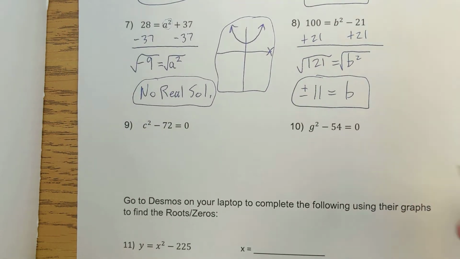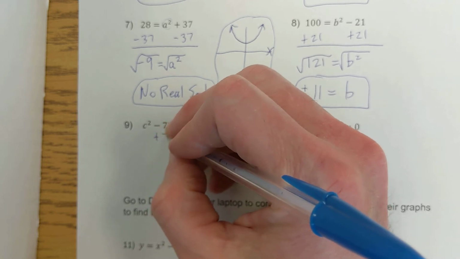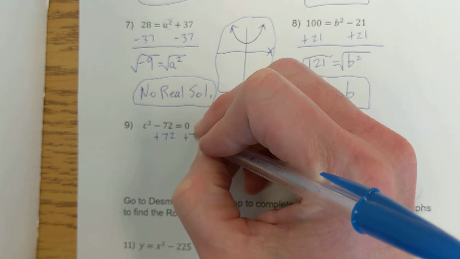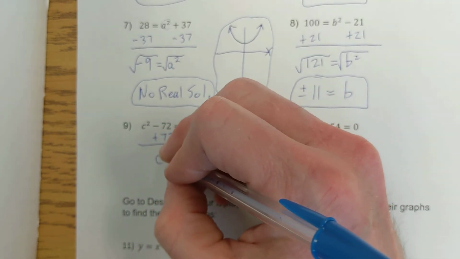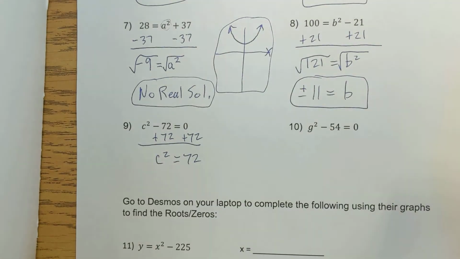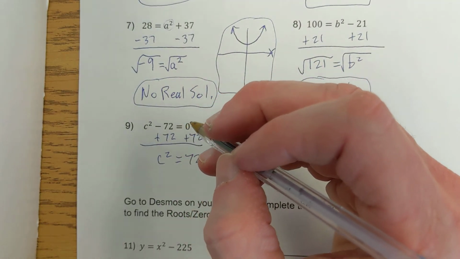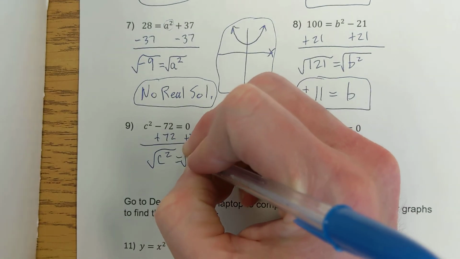All right, for number 9, we're going to add the 72. We need to get c squared by itself. We get c squared is equal to 72. To undo the square, we are going to take the square root of both sides.